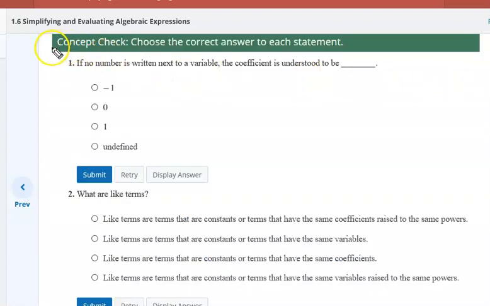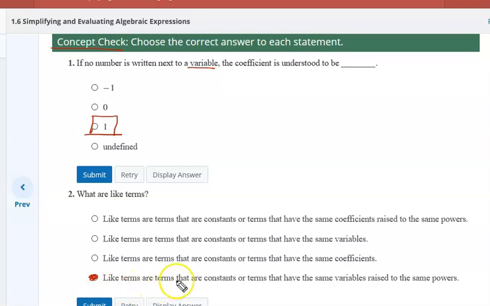Now in your notes, you're going to write concept check. And you should write this statement down. If no number is written next to a variable, the coefficient is understood to be, and we just reviewed that, 1. Now, for number 2, what are like terms? So here you should pause, read all of these. You only need to put which one will be the answer. And it's this one here.